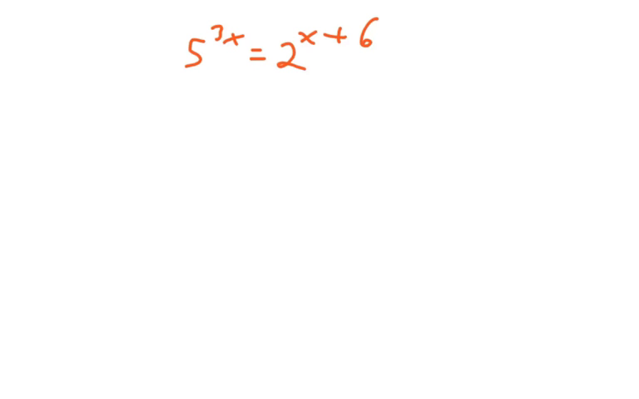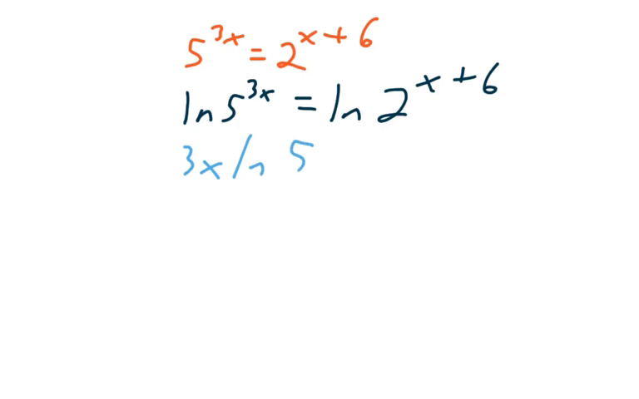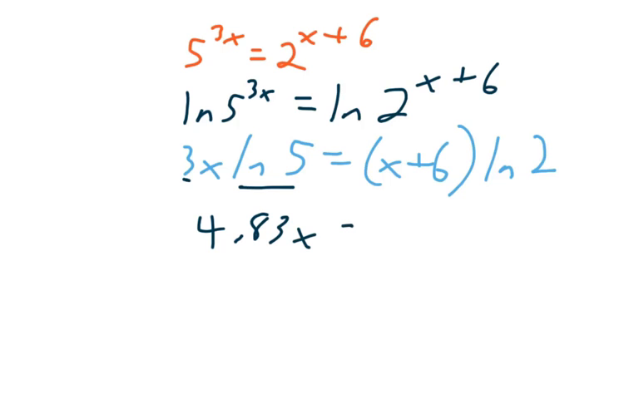One of the nice things about logarithms is that we can use them to get exponents out of being exponents, because we can move them to the front of a logarithm. So I'm going to multiply 3 times the ln of 5, and that's 4.83x. And then I'm going to do the ln of 2 over here, which is 0.693. And I'm going to distribute.